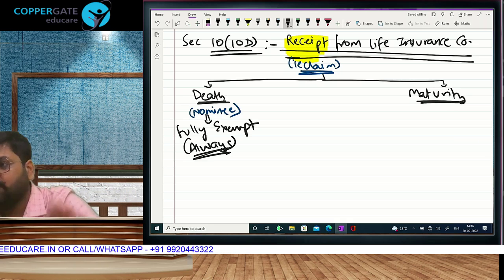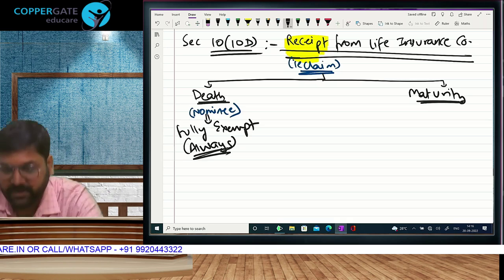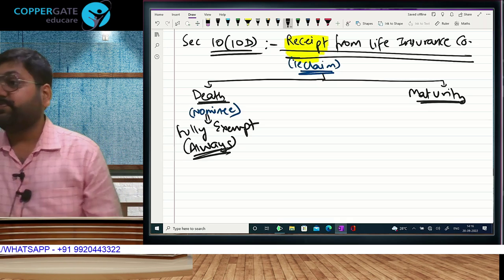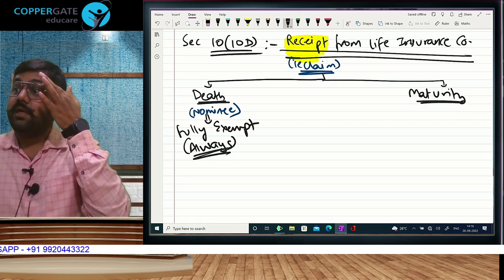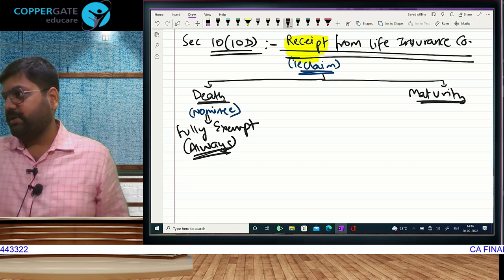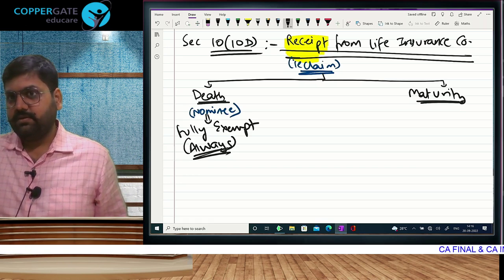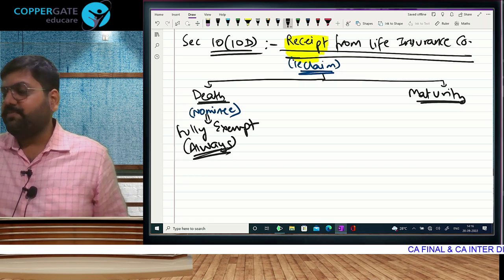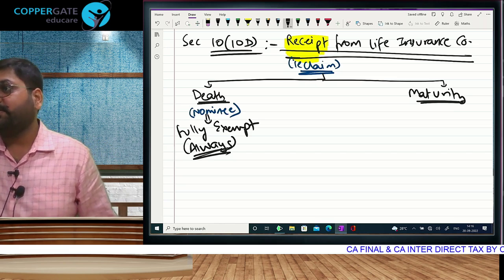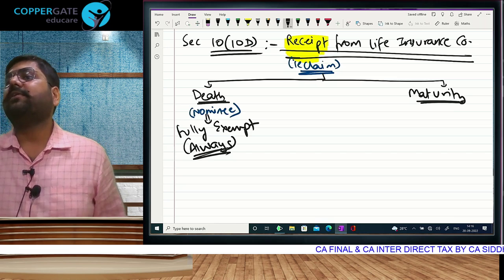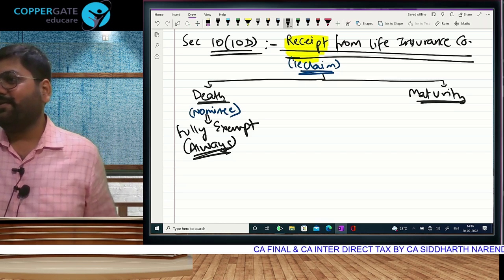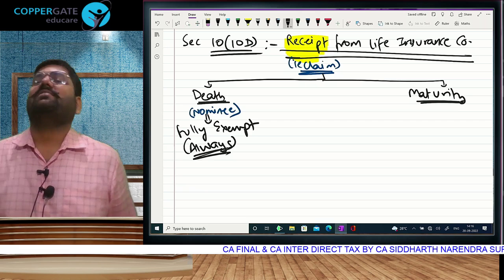Always exempt, fully exempt. When the insurance company pays anyone on the occasion of death, they will transfer money into your bank account. Then they will send you a letter home: we have transferred this payment into your bank account on this date. As it is a payment because of death, it will be exempt for tax purposes under section 10(10D), kindly retain this letter for tax purposes. Earlier days. These days it is not required.